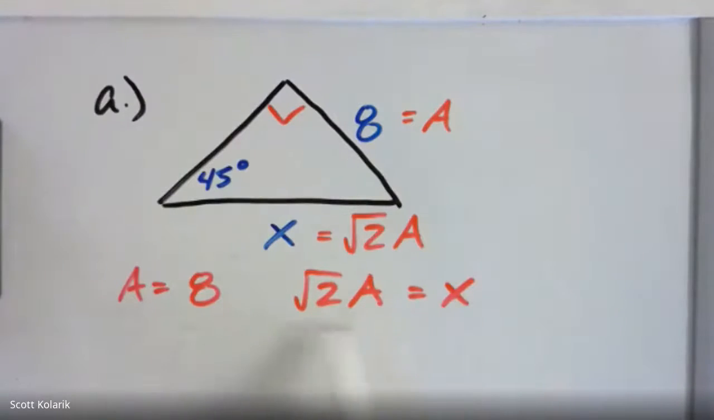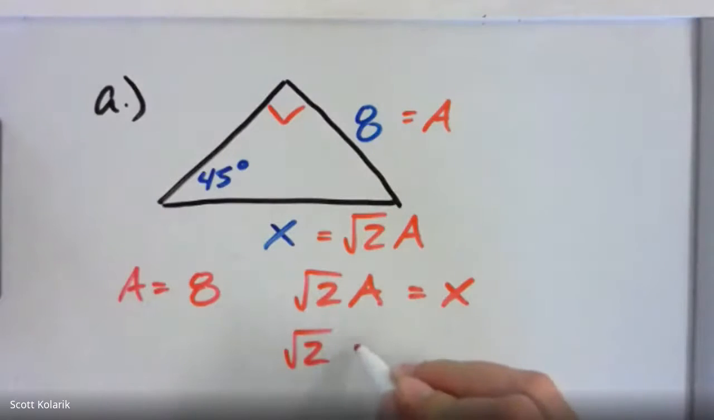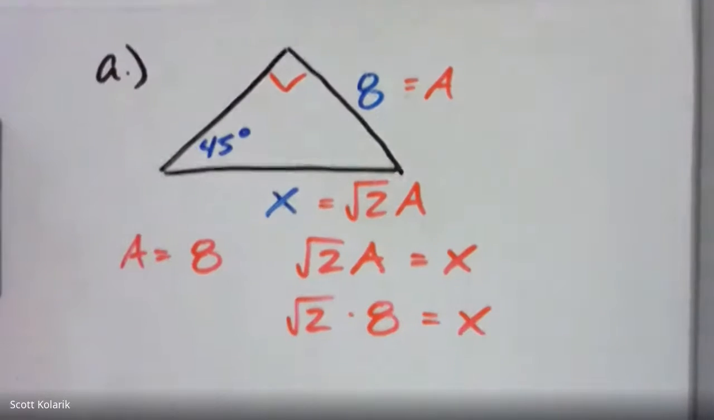So because of this situation, now I can apply substitution. Essentially, I know A equals 8, so these two are interchangeable. Well, there's an A right there, so I can replace that A with that 8. So this is going to be the same thing as taking that square root of 2 and multiplying it times that 8-unit side length. This will give me my result of x.